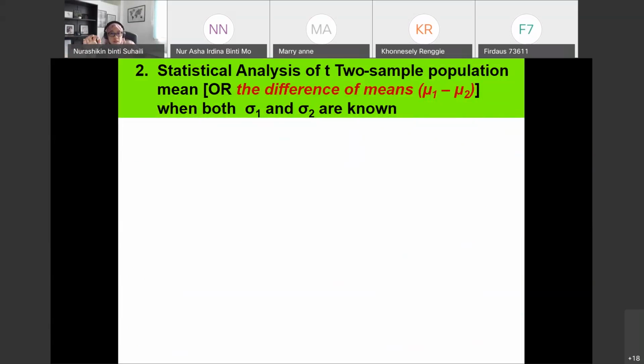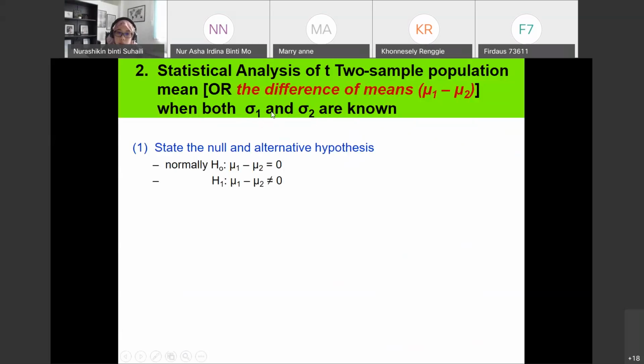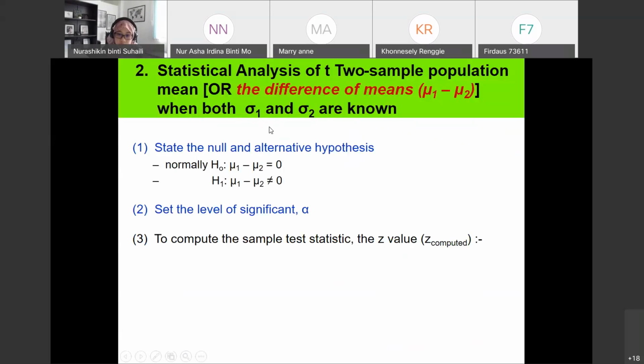Okay, first, when we talk about two samples, we go to the first case. That is when the standard deviations, referring to sigma, this symbol, sigma 1 and sigma 2, are both known. These are all the steps.